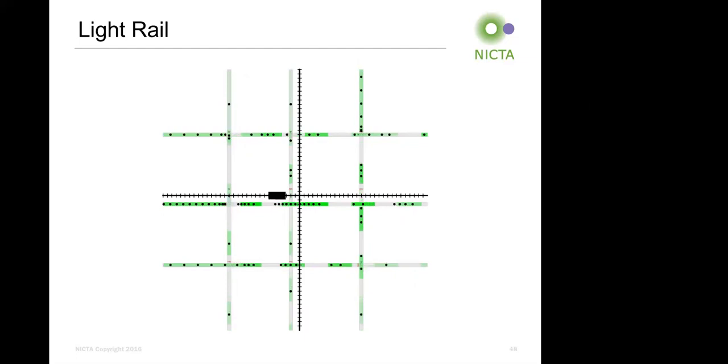So we have some box cars traveling along on the light rail through the network, and you'll see when it passes through an intersection, the light changes to red, and the traffic has to wait for the train to pass.